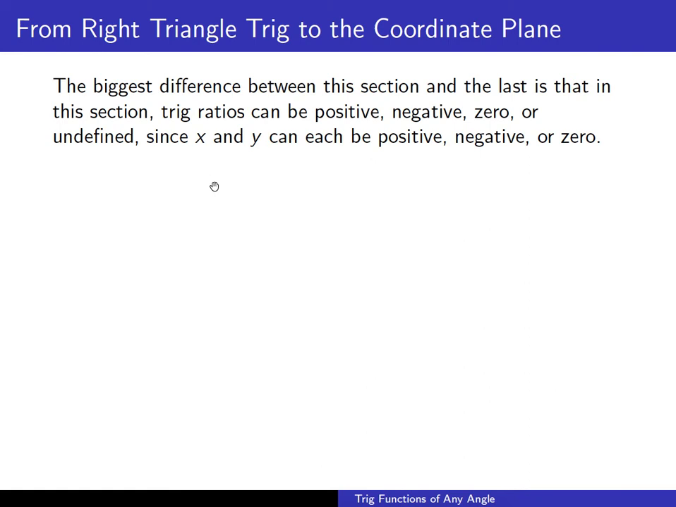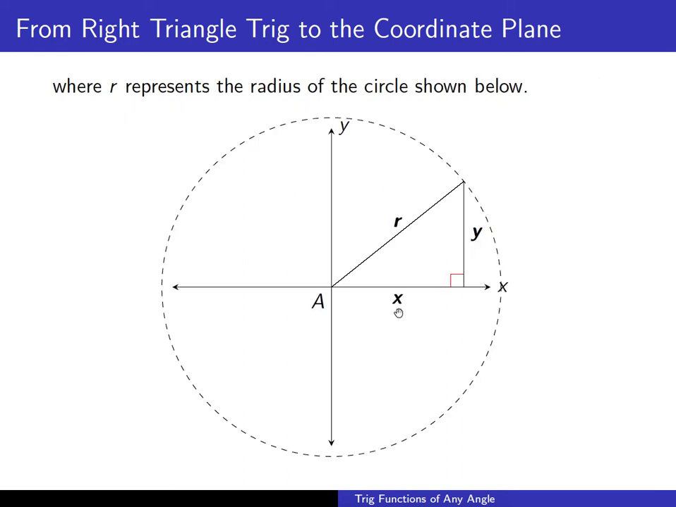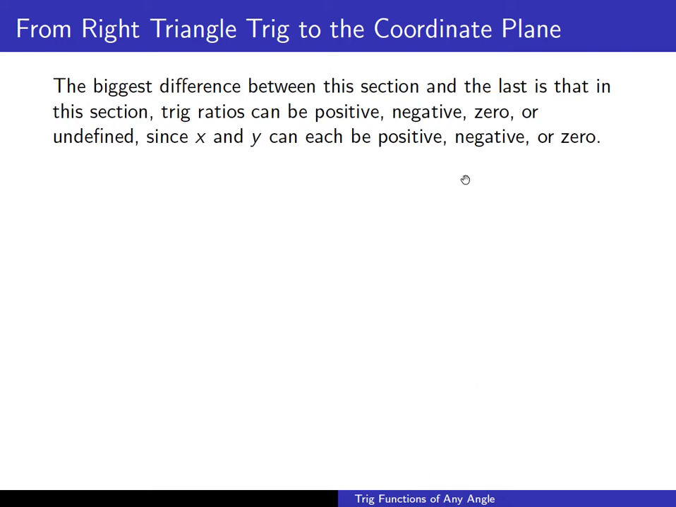So the biggest difference between this section and the one on right triangle trigonometry is, in this section, our trig ratios can be positive, negative, or zero, or even undefined, depending on the value of the x and the y coordinates. So depending on what quadrant you're in, or even if you fall on an axis, your x and or y coordinate could be positive, negative, or zero, which means your trig ratios could be positive, negative, zero, or undefined if you try to divide by zero. And we'll see examples of undefined trig ratios in this section.